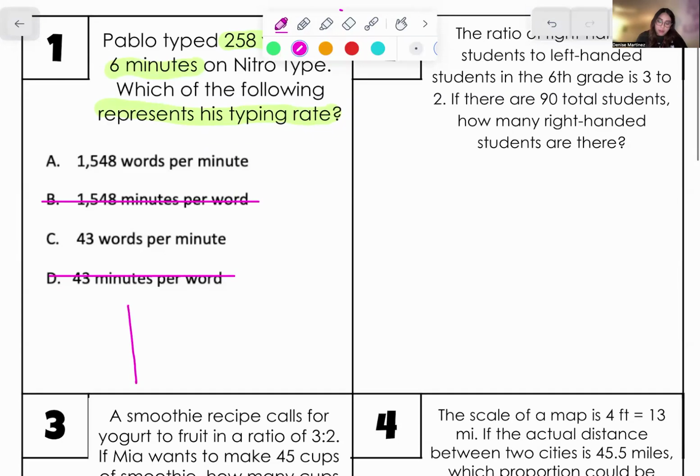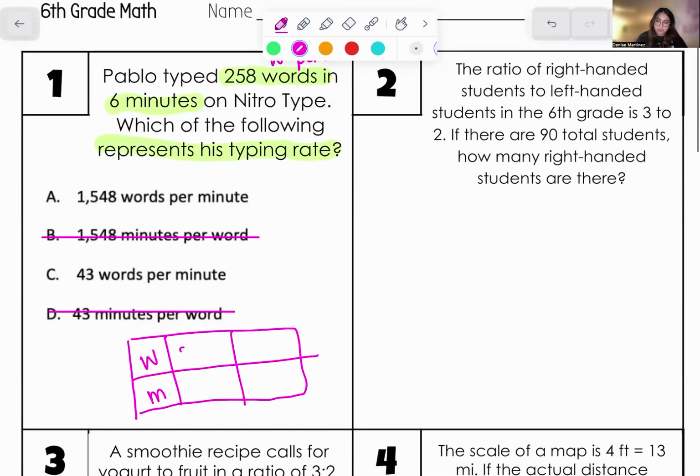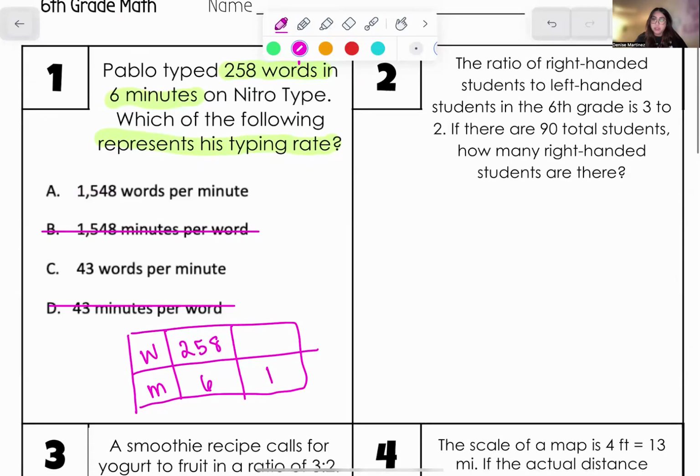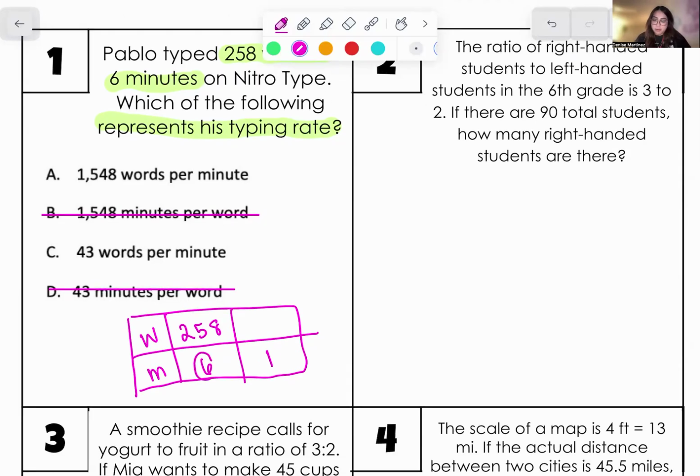So I'm going to go ahead since I'm comparing words per minute. So words and minutes. It was 258 words in 6 minutes. And since it's a typing rate, I'm trying to find out how much he can type in 1 minute. And this is stuff you guys do all the time with NitroType. So I see that my corner number is 6. I can go from 6 to 1 by dividing by 6. So I'm going to do 258 divided by 6.